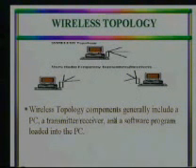Wireless topology components generally include a PC, right? And how is it different from the topologies we covered, like ring and others? They contain a PC, a transmitter and receiver, and a software program loaded into the PC. So it must have some transmitter and receiver, and basically the signal is carried through that media.